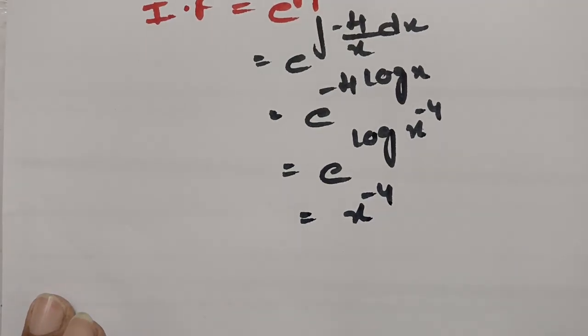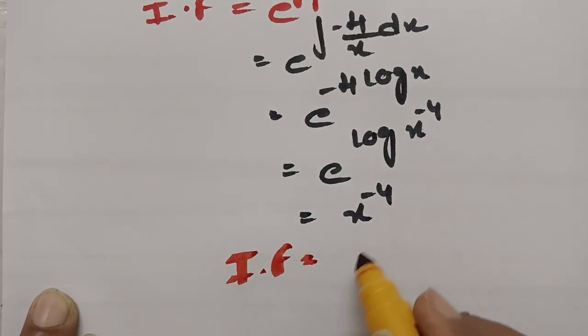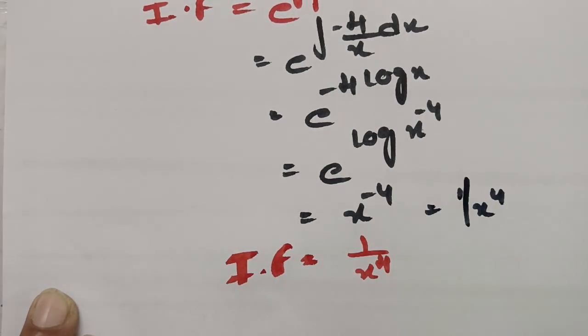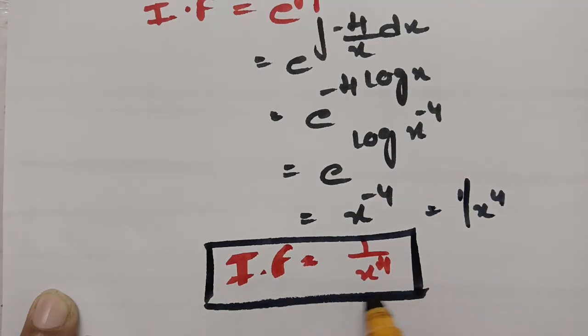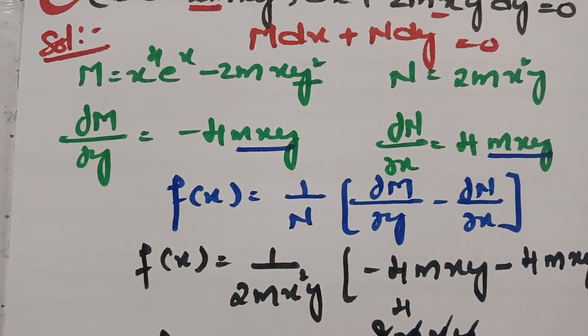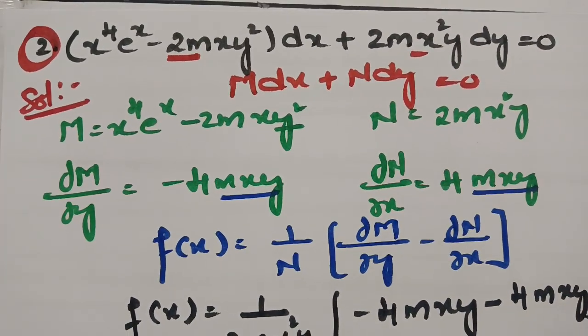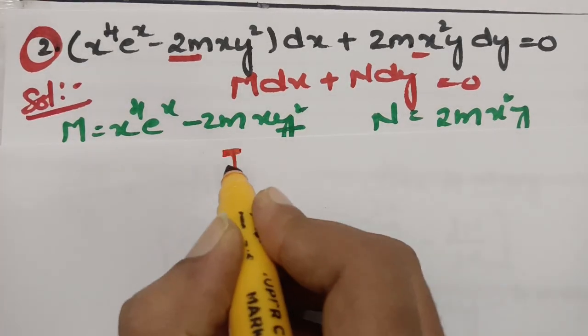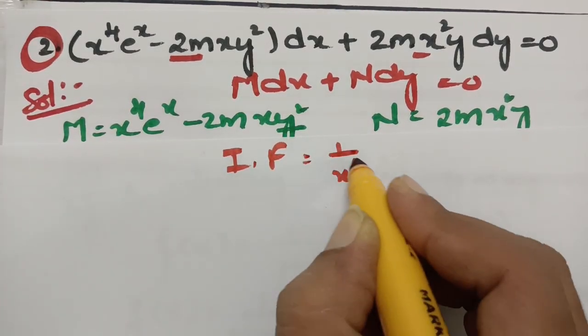And now the integrating factor value is equal to, what is our IF now? So IF value is going to be 1 by x power 4. So you can write this as 1 by x power 4, and therefore our integrating factor is 1 by x power 4, and if you multiply throughout the equation with the integrating factor, this non-exact differential equation is going to become an exact differential equation. See, clear? Now I am going to multiply the integrating factor, that is 1 by x power 4. So we got IF value as 1 by x power 4.